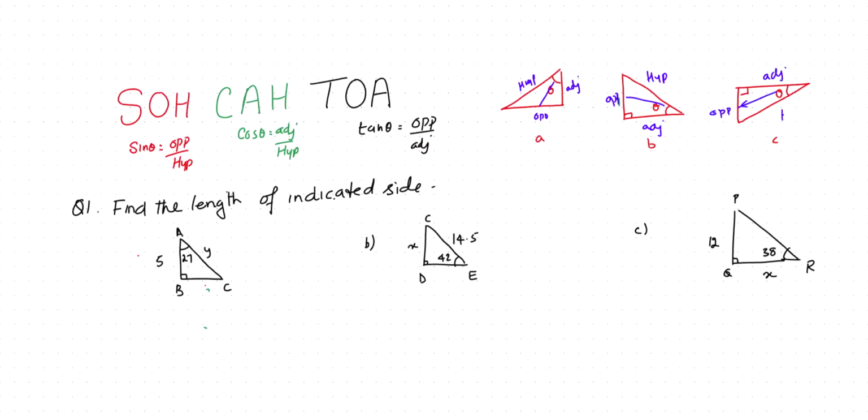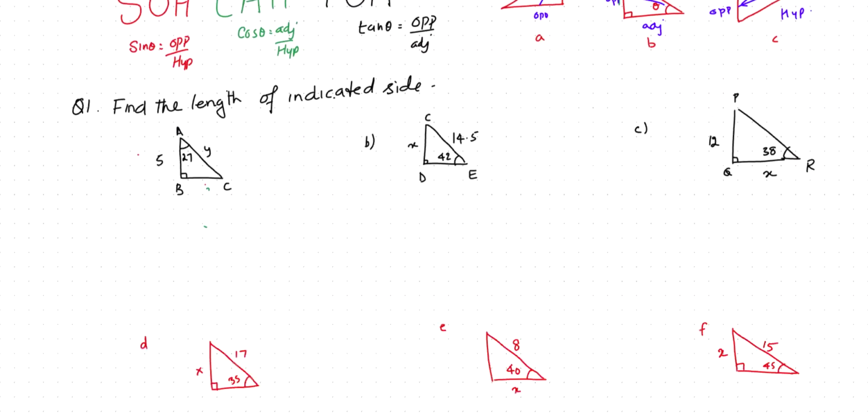So once we label all three sides, we can decide which formula to use and find the length of the indicated side. For example, in this question, the reference angle is 27. So this side is opposite, this is the adjacent side, and this is the hypotenuse. They are asking to find y. Adjacent is given and hypotenuse is asked. What ratio can we use where there is adjacent and hypotenuse? Cos theta is adjacent over hypotenuse. So we can write cos theta equals adjacent upon hypotenuse.